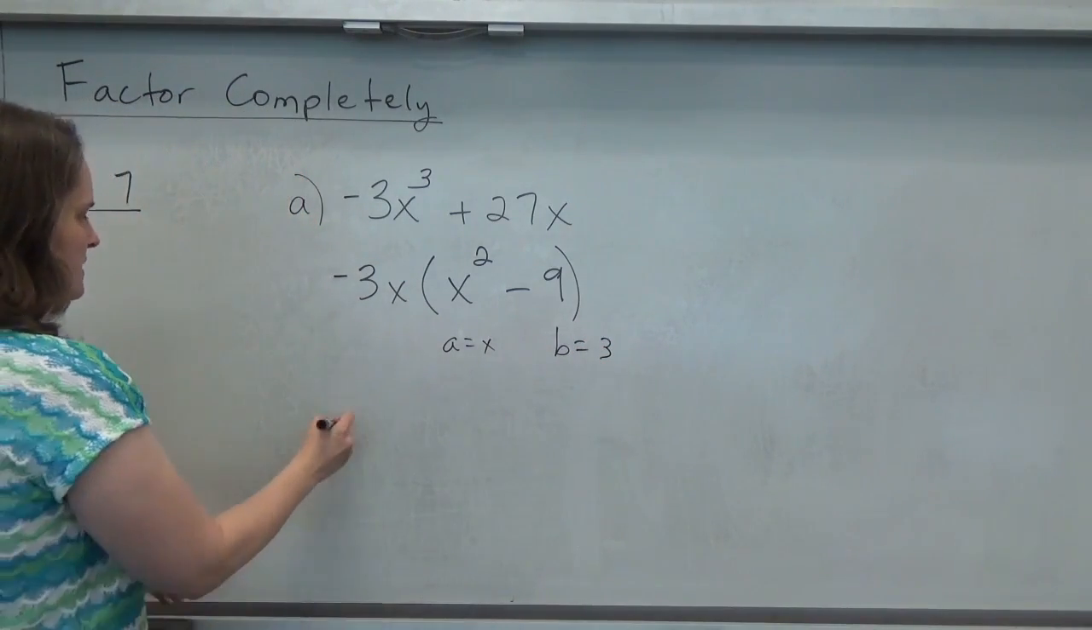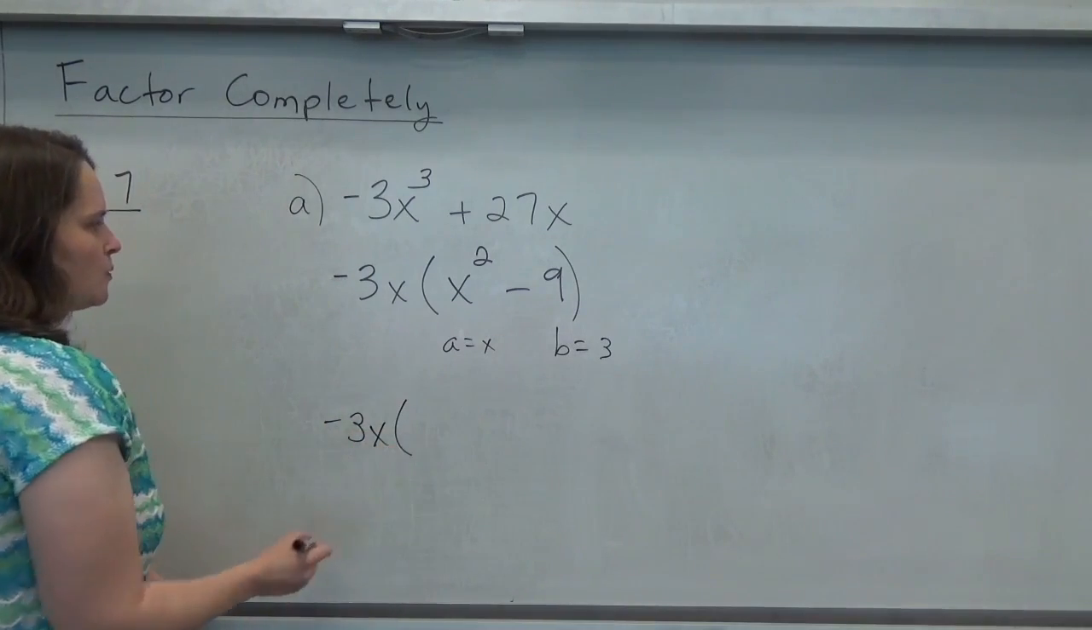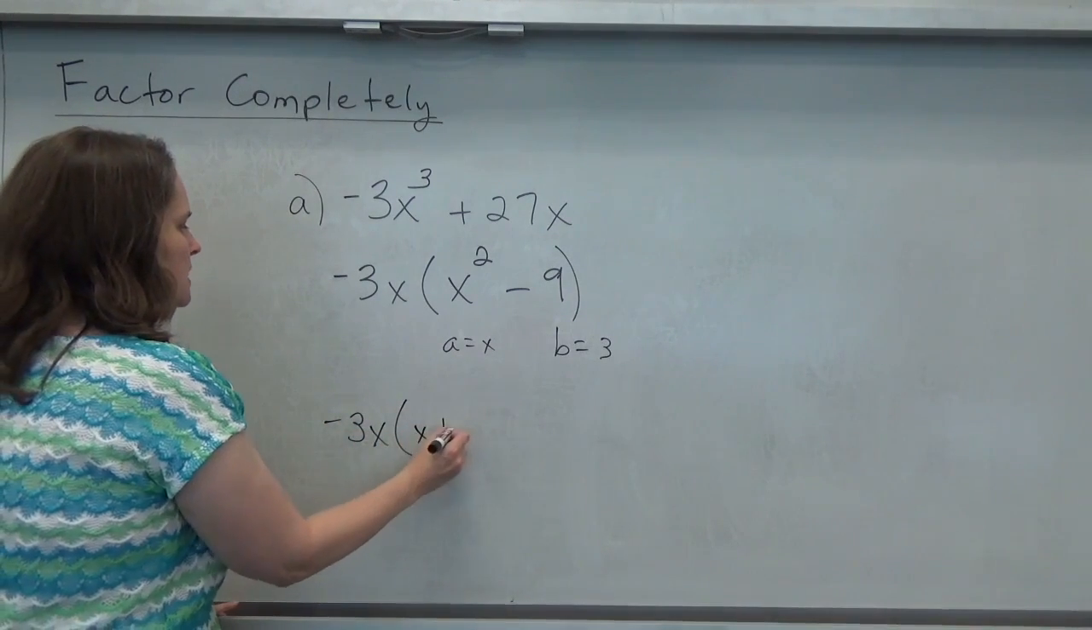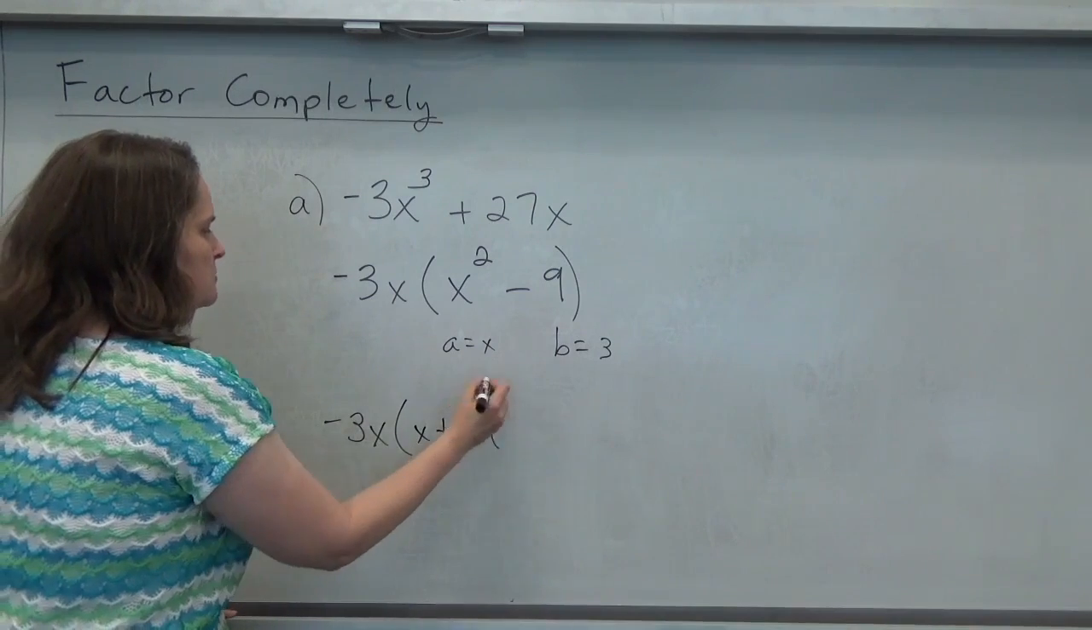So bring your GCF down. Use your formula. A plus b is x plus 3 times a minus b gives me x minus 3.